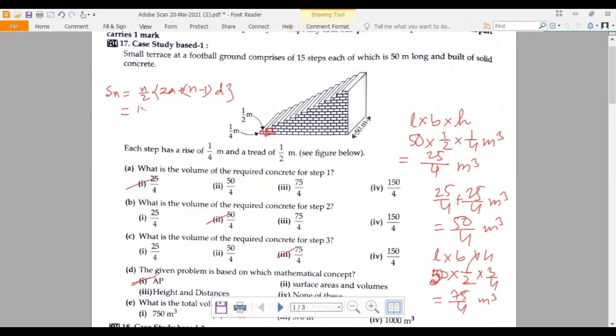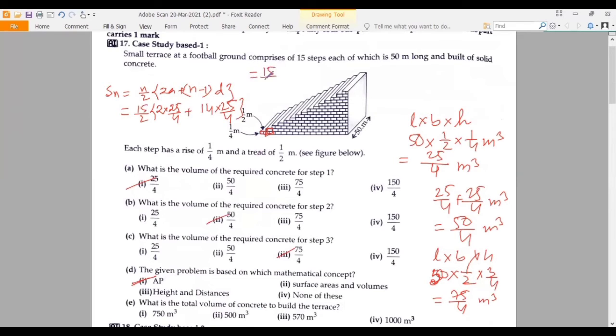How many steps? 15. So 15 by 2, 2a. First step volume, 2 into a, that is 25 by 4 into 2, that is 2 into 25 by 4 plus n minus 1, that is 14. 15 minus 1 is 14, and d, the common difference, is 25 by 4, like this. So 25 by 4. Okay.